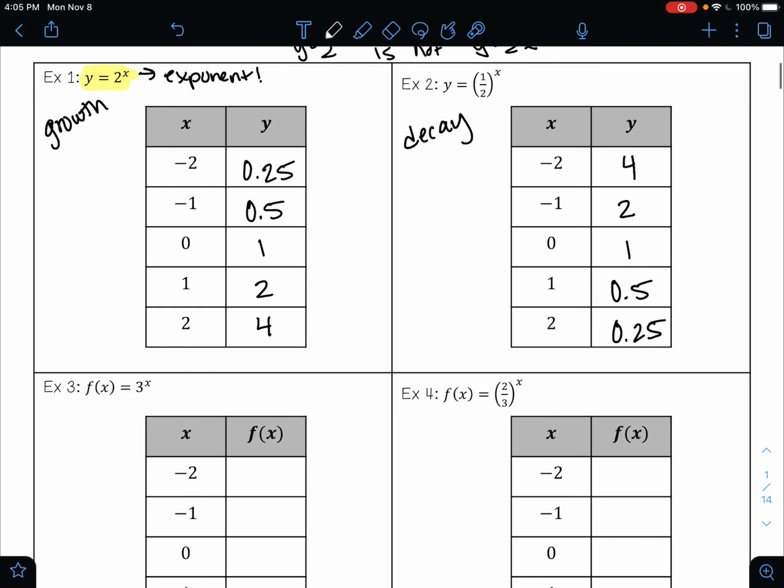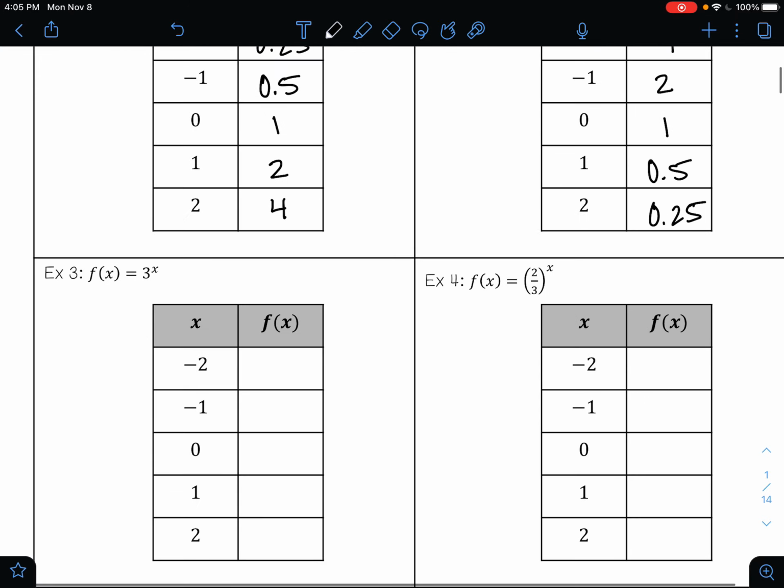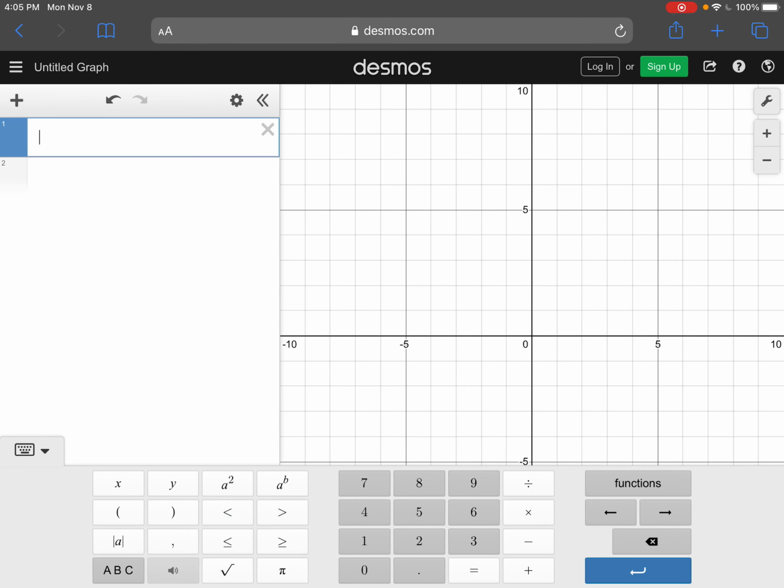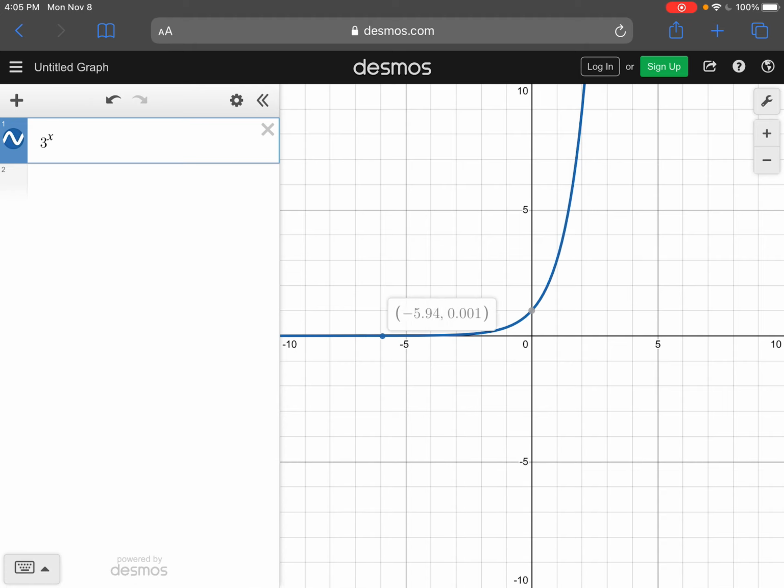Let's look at example 3. So for example 3, we're going to do the same thing. I'm going to head on over to Desmos, and I'm going to type in, you don't have to type in f of x. You can just type in the equation. So our function there was 3 raised to the power of x. If you wanted to write f of x equals, you could. You'll get the same graph. So here I can see that my graph is increasing from left to right, and so this is another example of exponential growth.